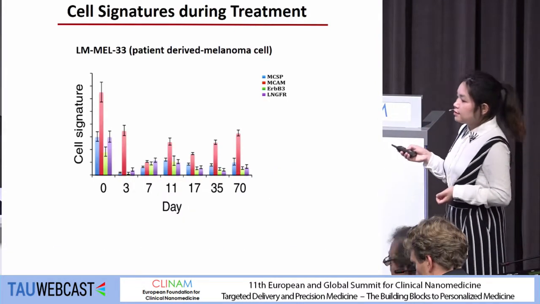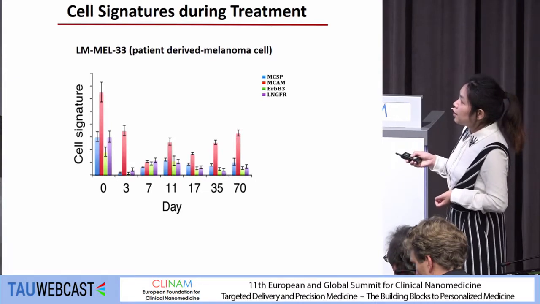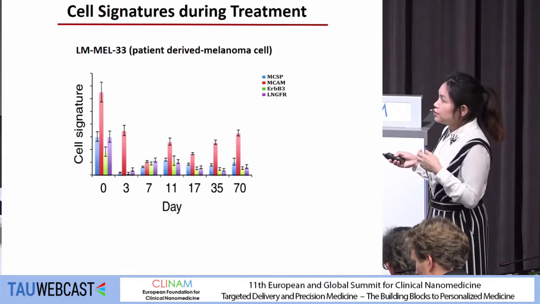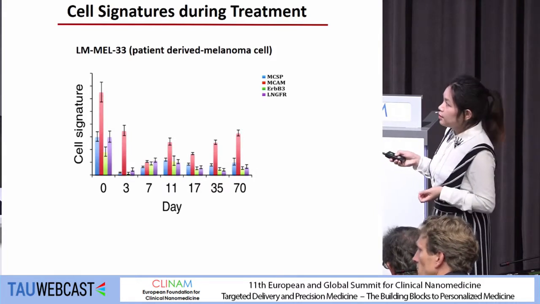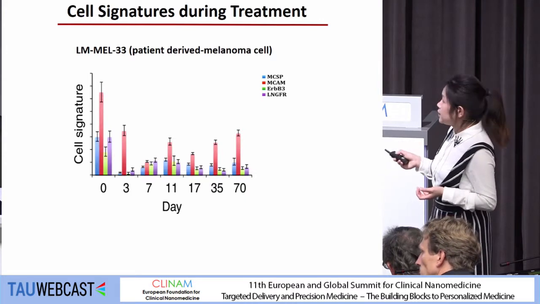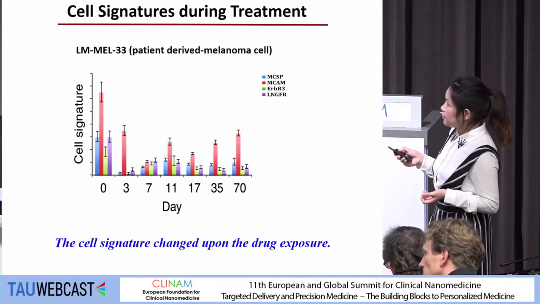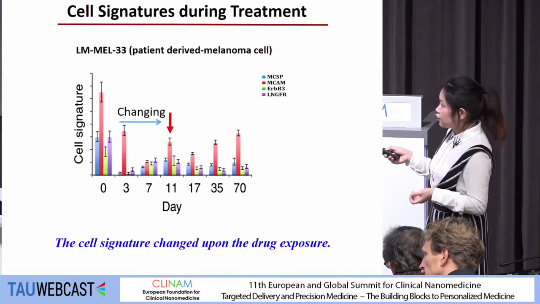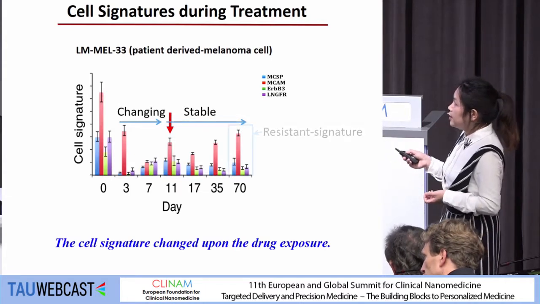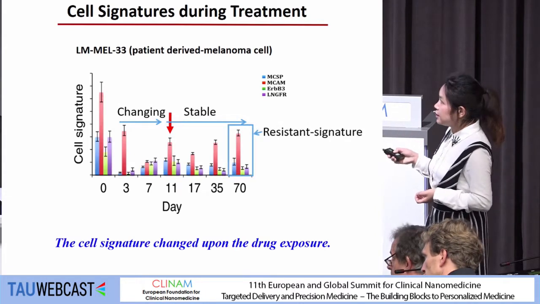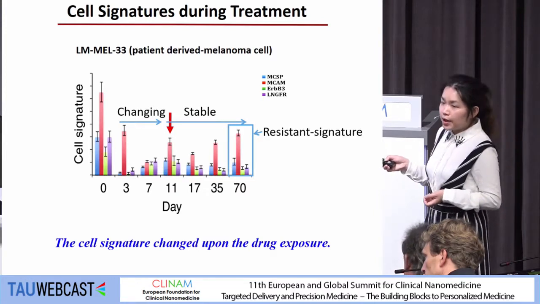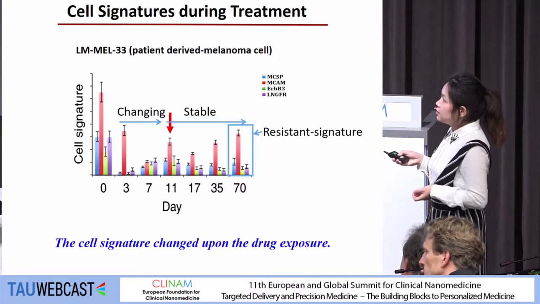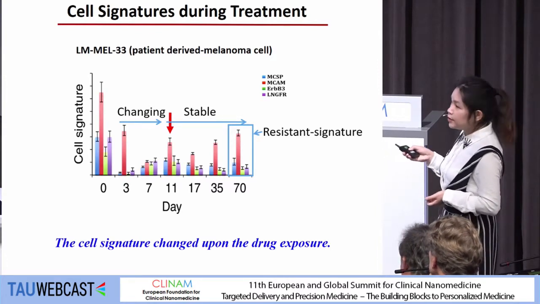Now let's look at the cell signature during the treatment. We can see on day 3, the signature changed a lot compared to the parental cell line without the treatment, and with the continuous drug treatment, the cell signature since day 3 became more stable, and the cell signature on day 70 actually is quite similar to the parental cell line. And we further define the signature we obtained on day 30 as the resistant signature.